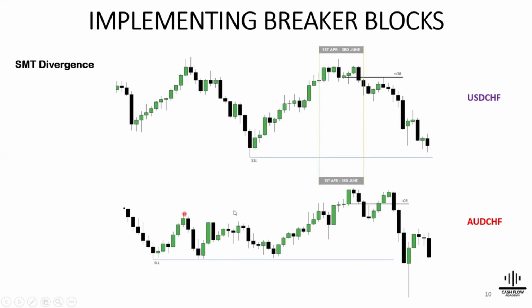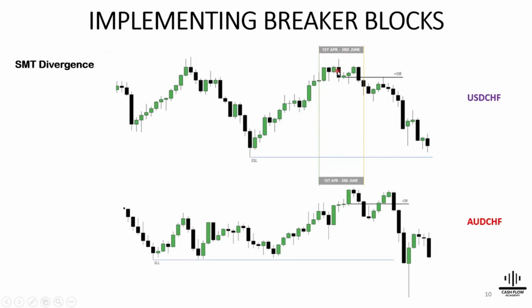Now, you can see how they've been moving in tandem, but at this point in time, from the 1st of April to the 3rd of June, you can see that the USD Swiss failed to make a higher high, but the AUD Swiss made a higher high here. You can see the divergence. It's very easy to see. So this is smart money too. It's telling you that the market is accumulating and price wants to change direction, giving you a clue that smart money is in play. All right.